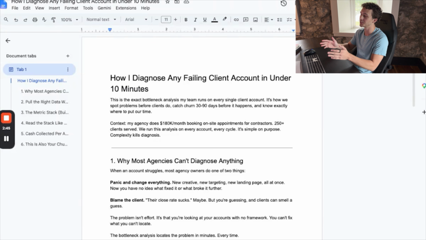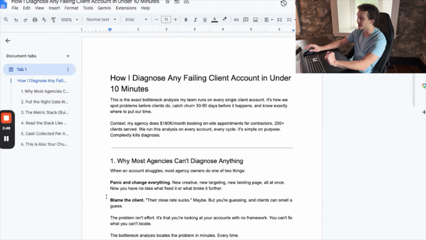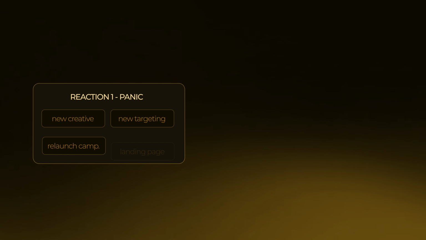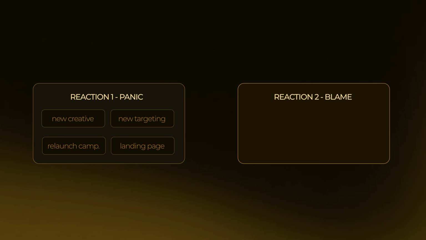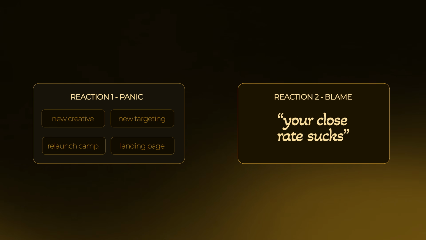So here's why most agencies can't diagnose anything. When an account is struggling, most agency owners will do one of two things. They will panic and change everything: new creative, new targeting, relaunch the campaign, new landing page, all at once. And now you have no idea what fixed it or what broke it even further, okay? Or you blame the client, right? Which is like their close rate sucks, which maybe it is, but you're guessing.